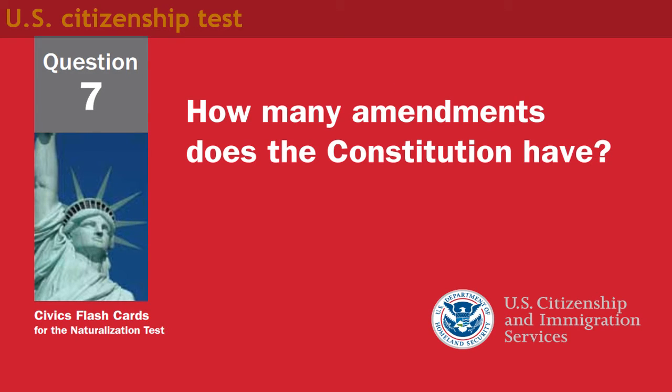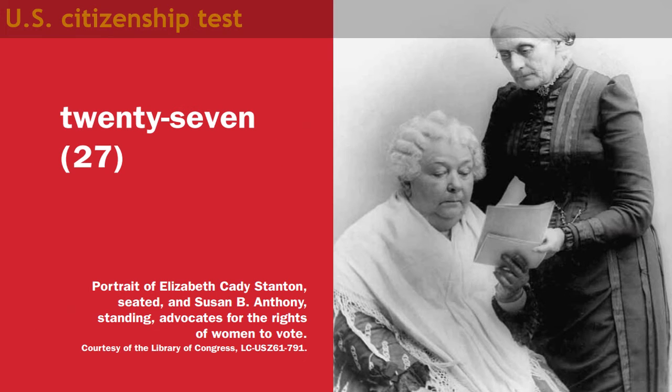Question 7. How many amendments does the Constitution have? Answer: 27. Explain. The first 10 amendments to the Constitution are called the Bill of Rights. They were added in 1791. Since then, 17 more amendments have been added.